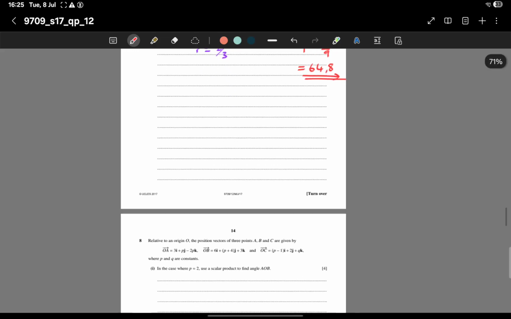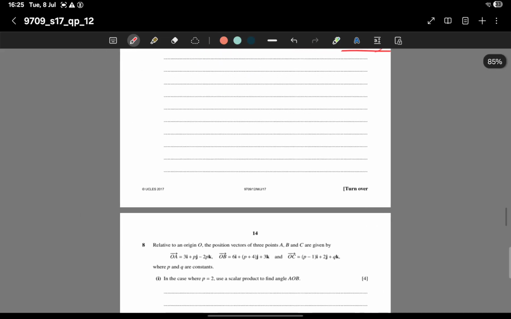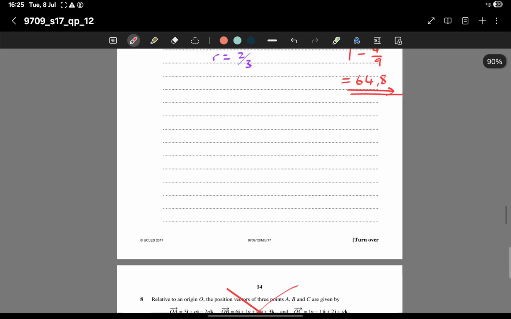And for our new syllabus, we won't be covering vectors as part of our P1, so we're going to skip that number 8.